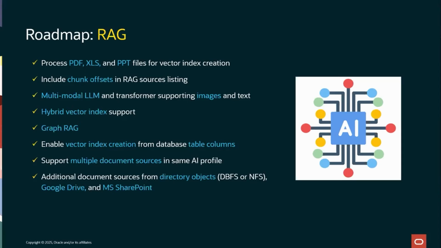This is particularly applicable where we have unstructured text as well as images stored in tables. And currently, your AI profile can specify a single document source. And this enhancement will allow for multiple document sources to be specified. And we'll even provide more document source options, including directory objects like NFS, Google Drive, and SharePoint.